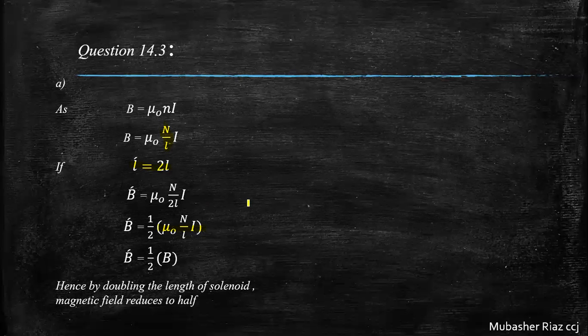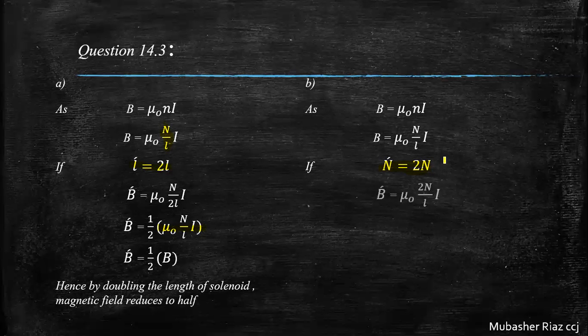And what happens to the magnetic field when the number of turns is doubled? Here B is equal to mu naught n I, where small n is replaced by N over L, and this is the condition: the number of turns is doubled, but the length remains the same. So in this case, the magnetic field is mu naught 2N over L into I, so 2 into mu naught N over L into I.